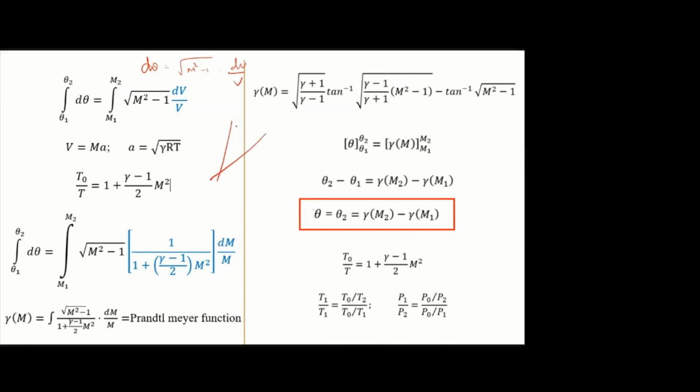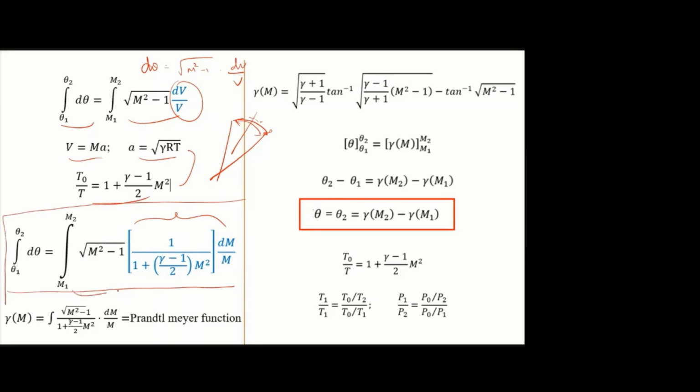In that Mach wave, I have taken only one wave, right? Then for the complete expansion fan, I have to integrate it from theta 1 to theta 2. So both sides I am integrating. And here I have the V term. This also I have to convert into Mach number. So I'm using these relations to convert dV by V into this term. Now this is my final equation.